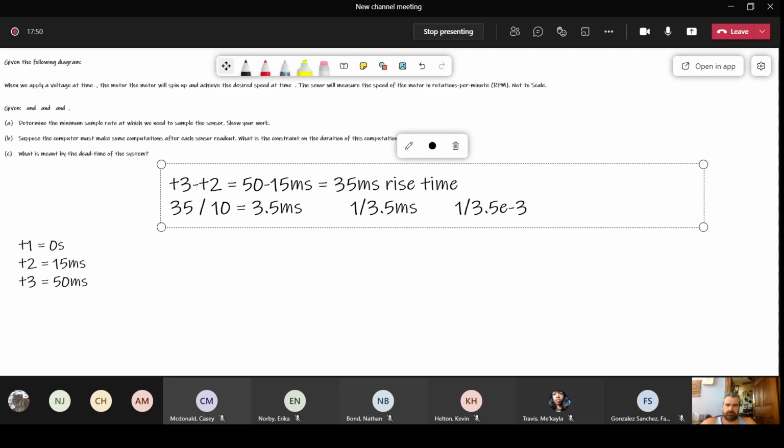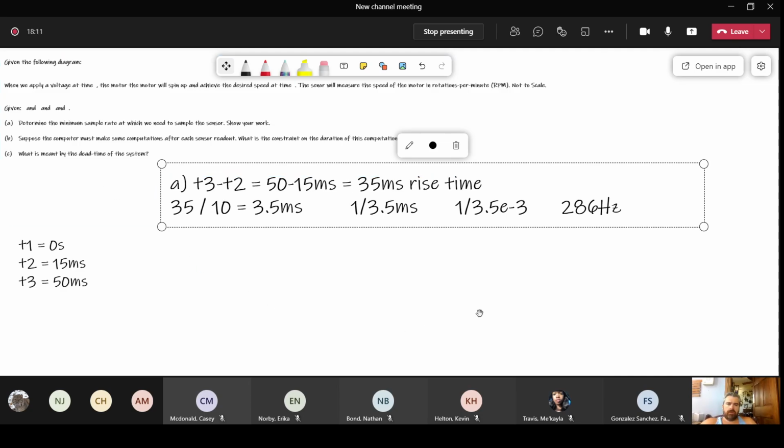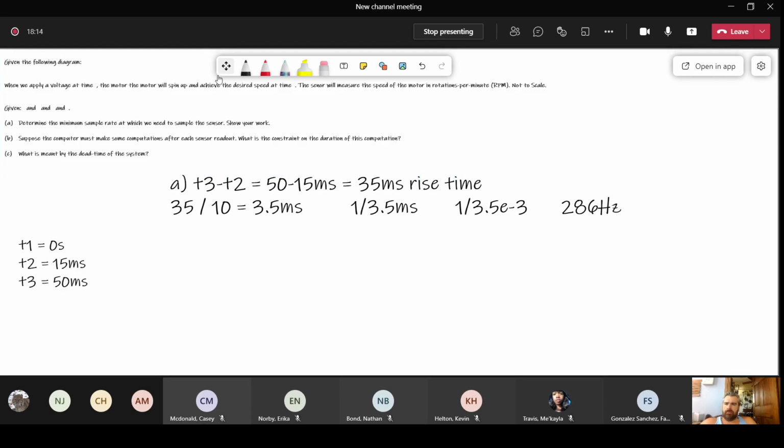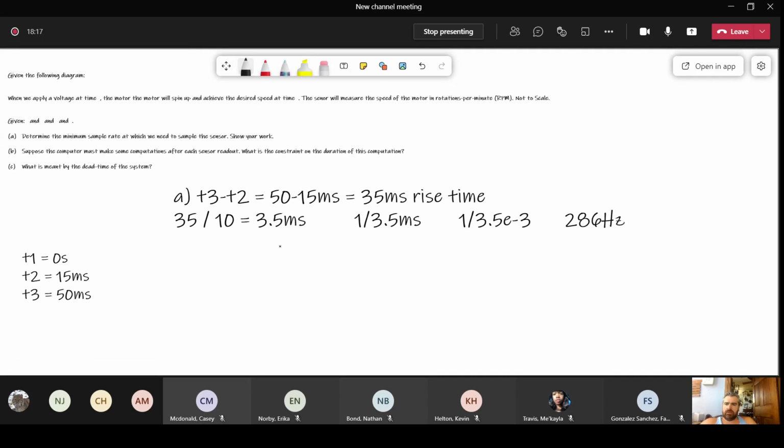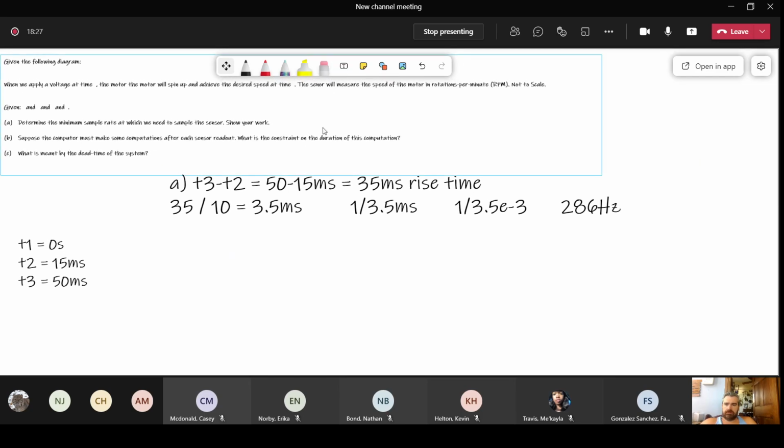So that looks like it should be something like 286 hertz. So you should get something like that for your answer for part A. And then for part B, guessing this still isn't working. Nope. So we'll do another text box. Lost the text box.